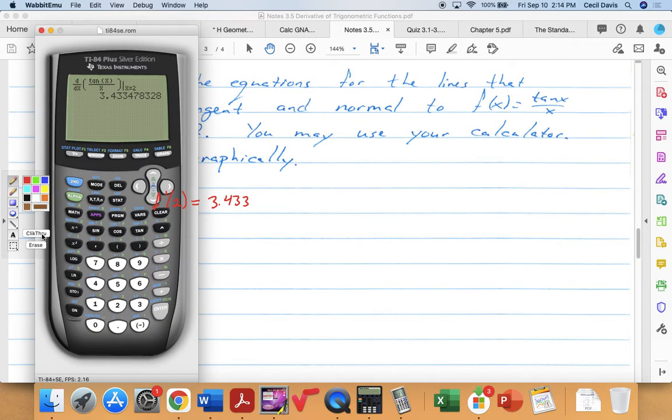So now I can write the equation. I guess I need to figure out what f of 2 is also, don't I? So that's going to be tangent of 2 over 2.